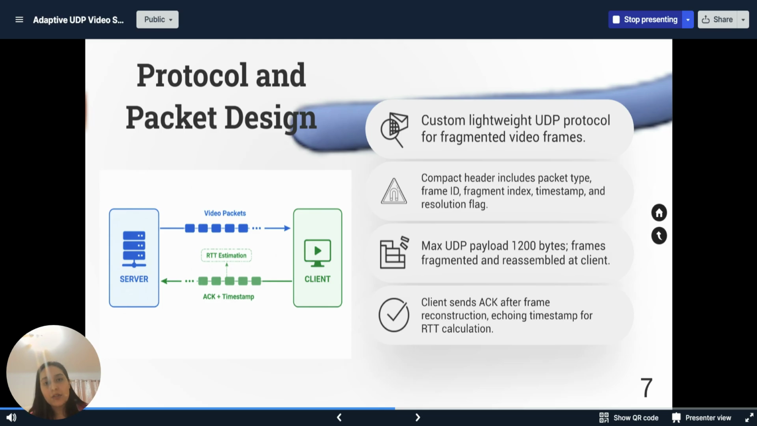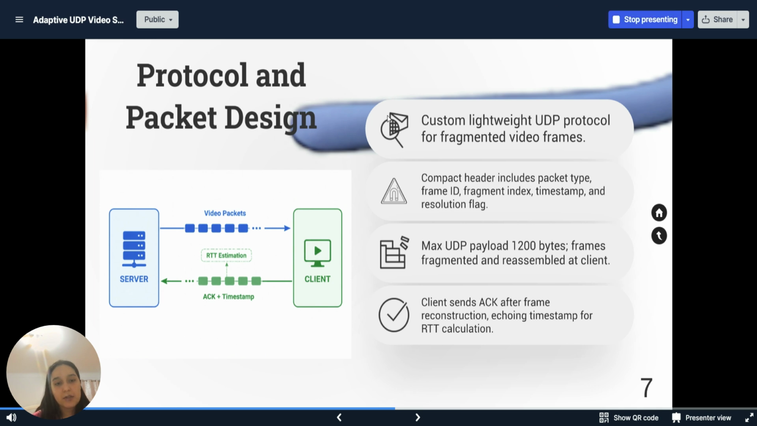And then we have the resolution flag, which says high or low, and that enables the client to know whether this frame needs augmentation and optimization or not. For this, we're using a max payload of 1200 bytes, to stay below the MTU threshold and avoid IP fragmentation, so the frame gets reassembled at the client.